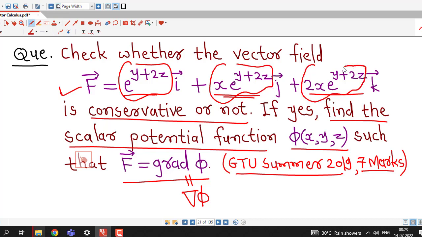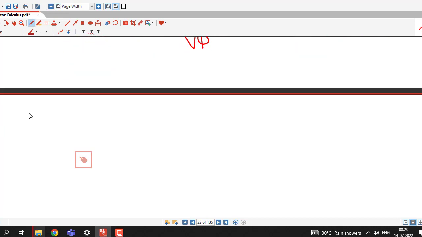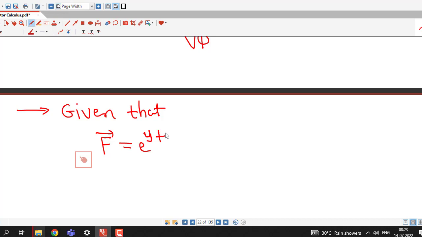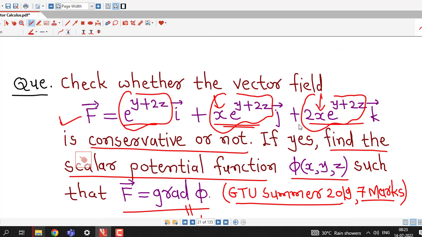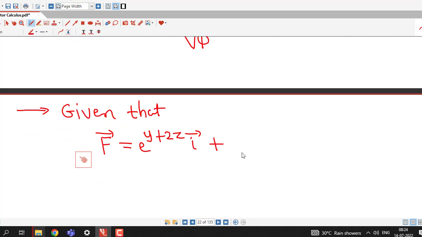So here all these functions contain an exponential function multiplied with polynomial functions, and we know that exponential and polynomial functions are continuous everywhere, and therefore their derivatives of first order will also be continuous. So it is obvious that this given vector field f bar has continuous first order partial derivatives. So we should write here first what is given. Given that vector field f bar is e raised to y plus 2z times i plus x into e raised to y plus 2z and 2x into e raised to y plus 2z.